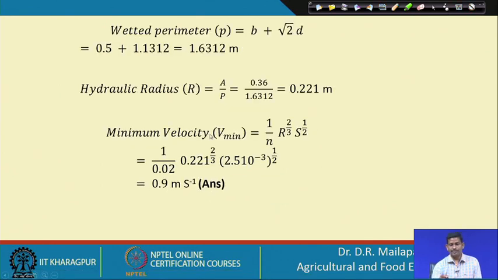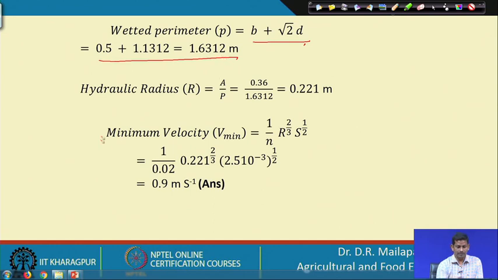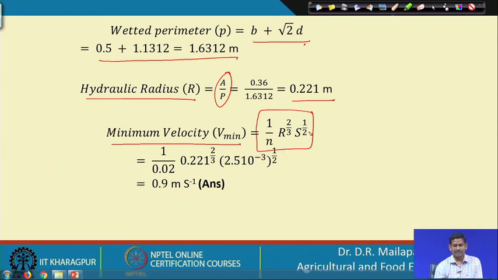The next is P, the wetted perimeter. That is B plus 2D root 2, and substituting these values, you get a wetted perimeter of 1.63. Hydraulic radius R is equal to A by P, so that will be 0.221. Then the mean velocity V, you can use Manning's equation, substitute the R value and S value here, and you get the velocity, that is 0.9 meter per second. Okay.